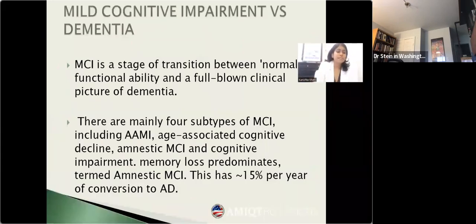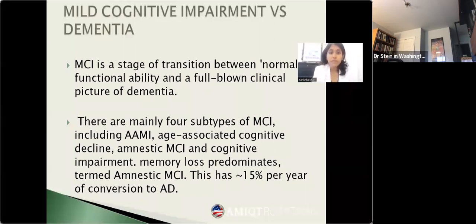So before jumping into the peculiar aspects of each different kind of disorder, we will have a brief idea about the spectrum of severity of cognitive deficits. So we're going to talk about the differences between mild cognitive impairment versus dementia. So what is MCI? It is a stage of transition between normal functional ability and a full-blown clinical picture of dementia. It can be defined as a cognitive decline which is abnormal for the age and education of a person, but it does not interfere with function and activities.